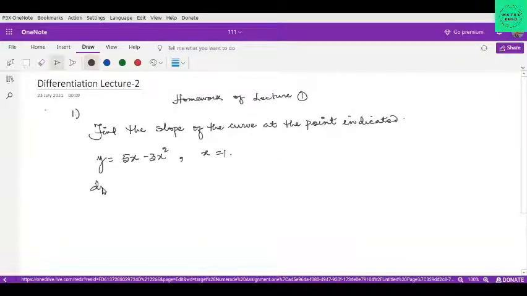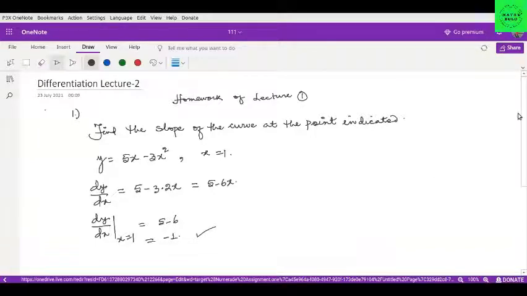So we have dy upon dx which is equal to 5 minus 3 into 2 of x, and this is equal to 5 minus 6x. Now we have dy upon dx at the given point, that is x equal 1. So it is 5 minus 6 and this is equal to minus 1. So the slope is minus 1.